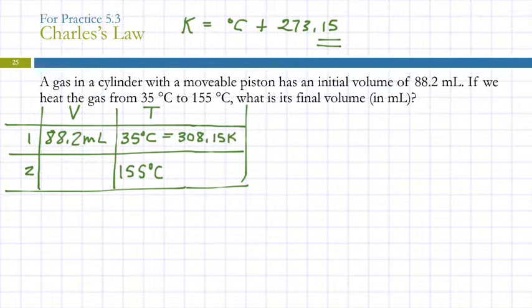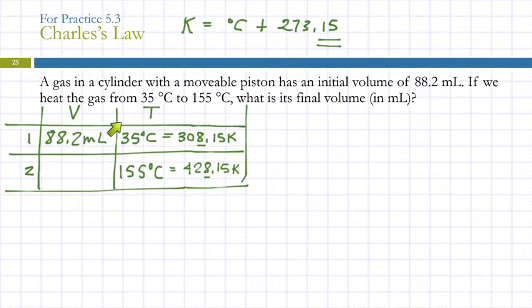And let's keep track of our significant figures. When we're adding like this, this temperature was to the nearest 1 degree, so this temperature should be to the nearest 1 degree. And then I need to convert the other one as well, 155 plus 273.15, 428.15 Kelvin. Both of those temperatures have 3 significant figures.